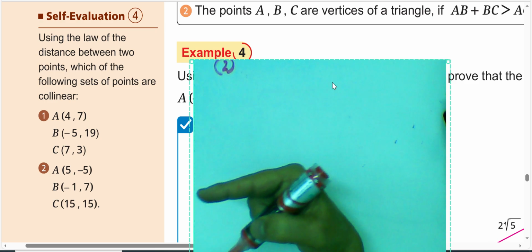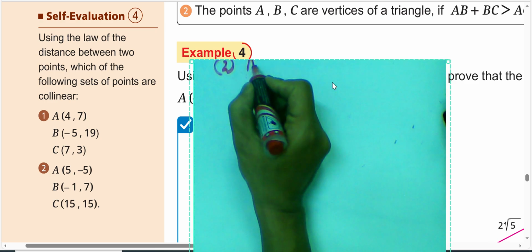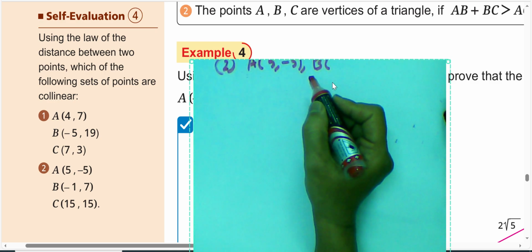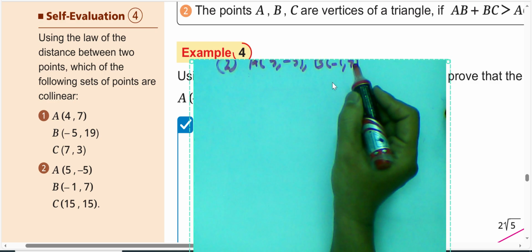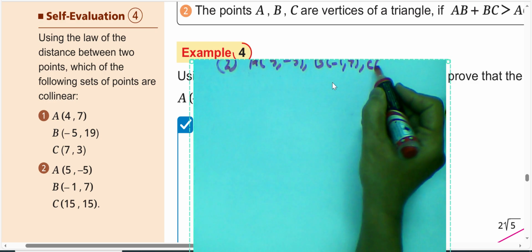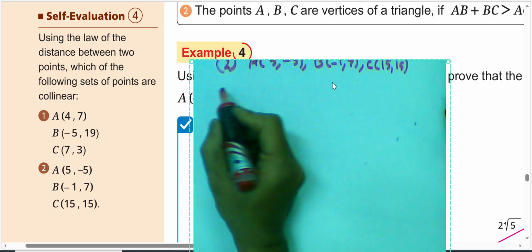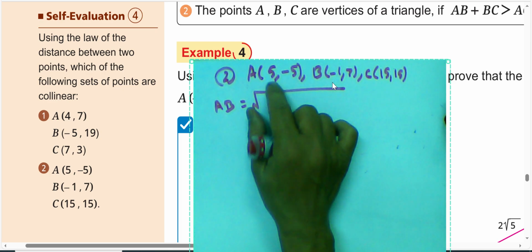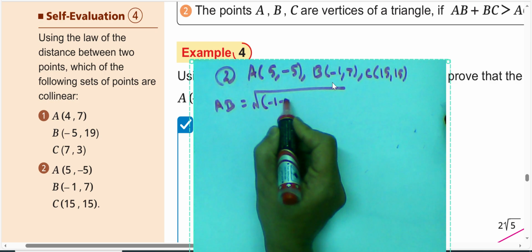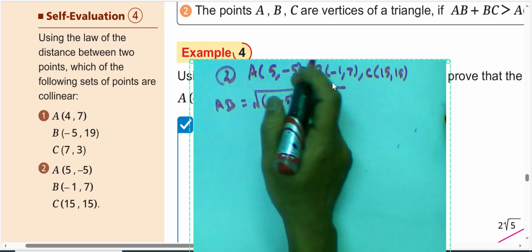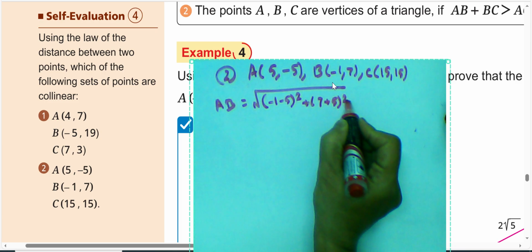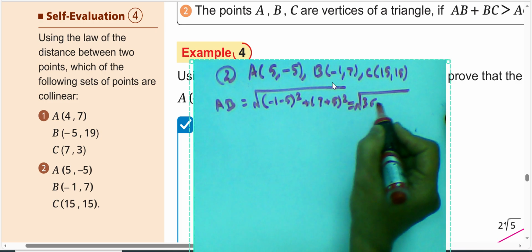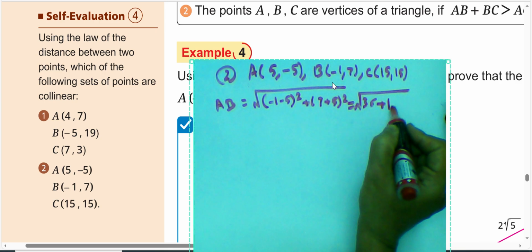Number 2 here, look at here. So evaluation number 4, give me point A, 5 and -5, and point B negative 1 and 7, point C 15 and 15. We can find the lengths AB: negative 1 minus 5, all power 2, and 7 plus 5, power 2. Negative 1 minus 5, negative 6 power 2 is 36. 7 plus 5, 12. 12 power 2, 144.